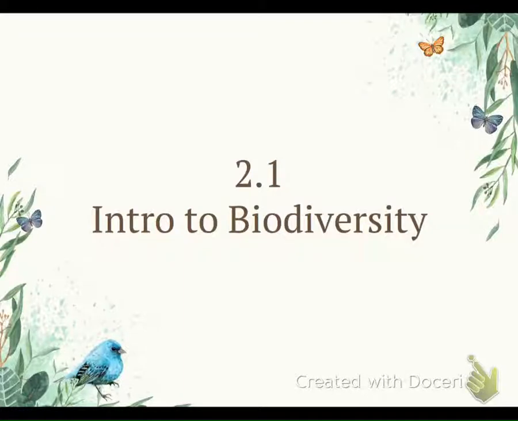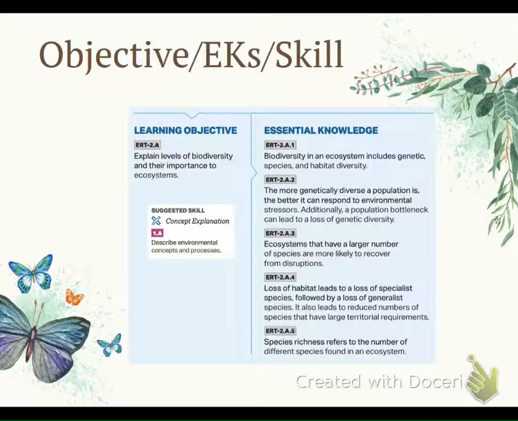The first lecture for Unit 2, the Biodiversity Unit, is 2.1, Intro to Biodiversity. These are the essential skills. The learning objective is to understand the different levels of biodiversity and their importance. Essential knowledge is to know that biodiversity includes genetic, species, and habitat diversity, and so forth.